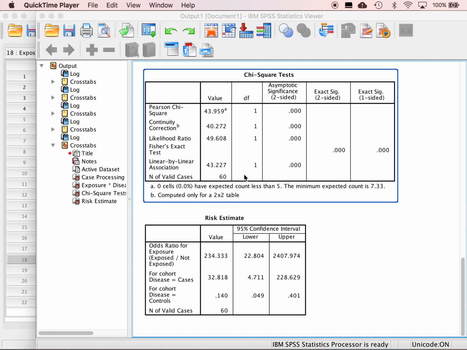The null hypothesis, again, could be stated as there is no relationship between exposure to DES and the disease outcome, VCCA, vaginal clear cell adenocarcinoma. If you wanted to state it specifically regarding the chi-square test of independence, you could say something like cases and controls are equally likely to be exposed to DES. The alternative then would be that cases and controls are not equally likely to be exposed to DES.